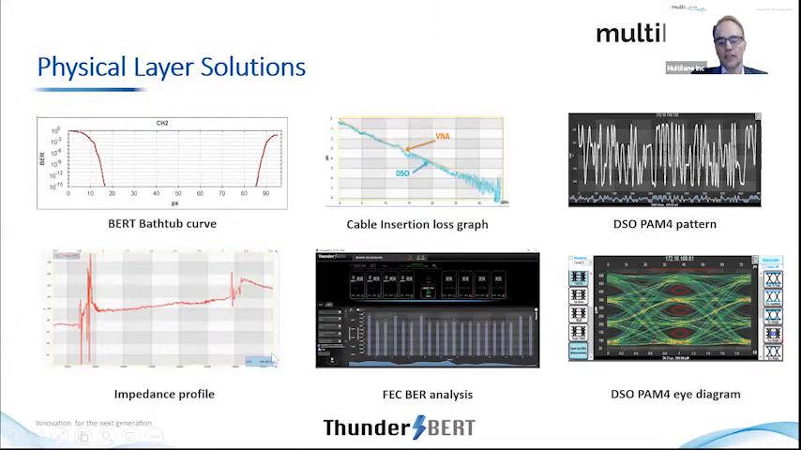So the physical layer testing that we do ranges from the typical jitter and eye diagrams, waveform captures on our DSO platform, or S-parameter measurements like insertion loss, return loss, and impedance profiles with our TDR system. And we also have a wide range of BER analysis capability, like you see here, a pre- and post-FEC BER analysis or BER bathtub curve, as you see on the left. So a very wide range of physical layer test solutions that we provide in our instrument portfolio.